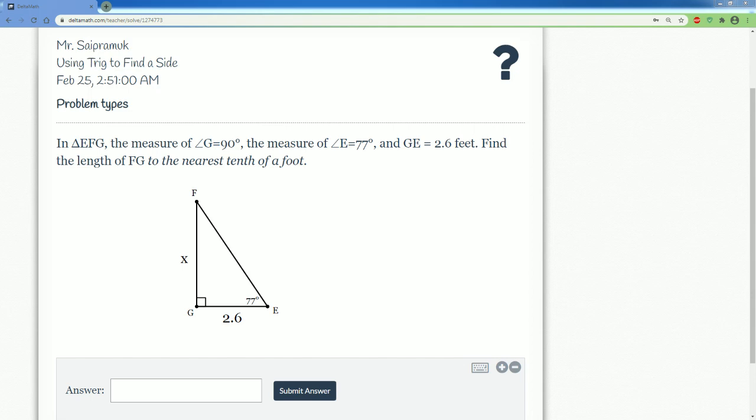Welcome to the DeltaMath solution tutorial. This is going to be covering using trig to find a side. Given this information for this triangle, solve for x.